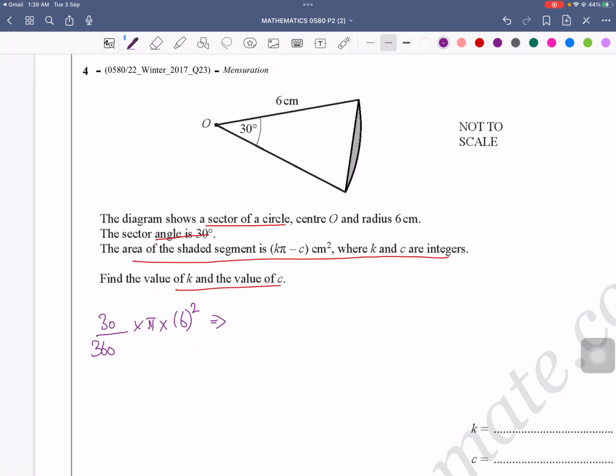So this, when we simplify, comes down to 3 pi. The reason I've done this is because they are looking for constants, and that's what I'm trying to give them as well, right?